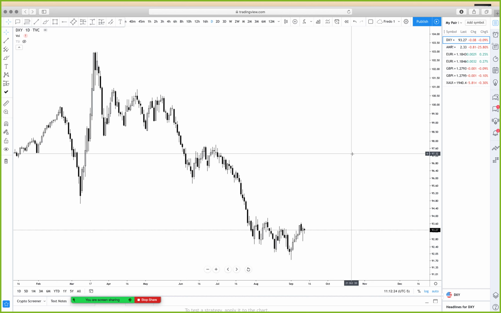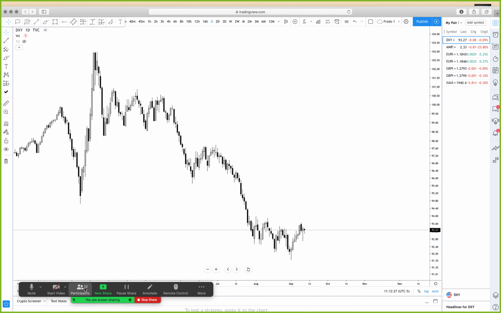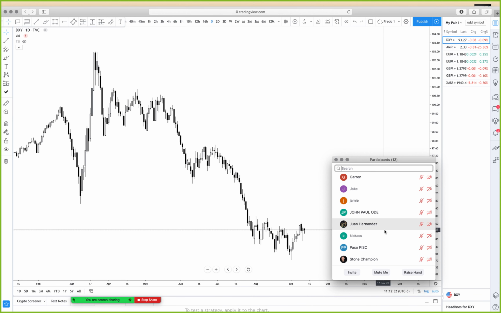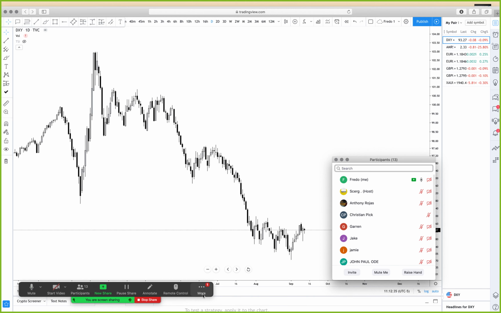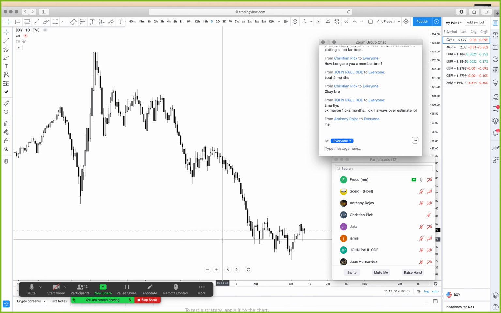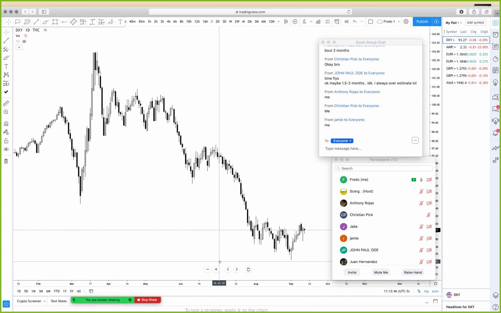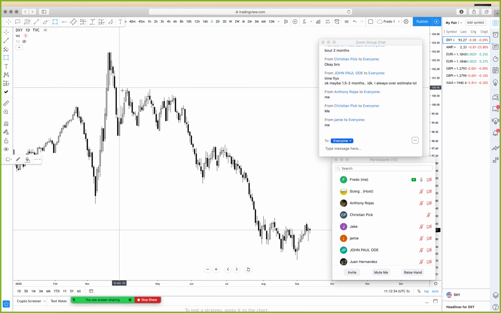Let me ask you guys something. Who here has been in the group since like April, May? Cool. So about 2 people, 3 people. So back in May, we discussed this range. This is the main range we discussed for literally like 2 months.